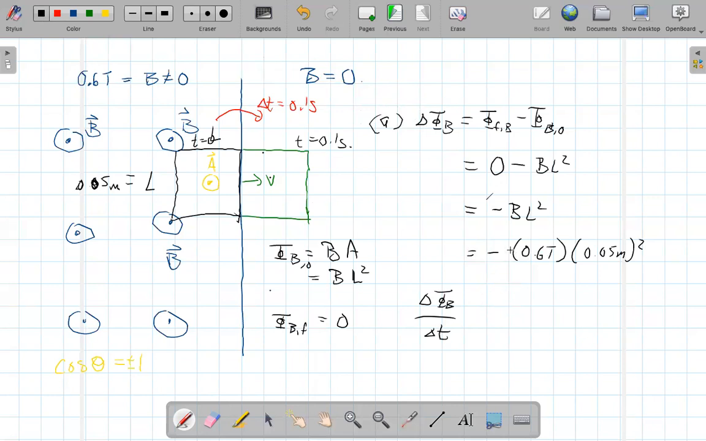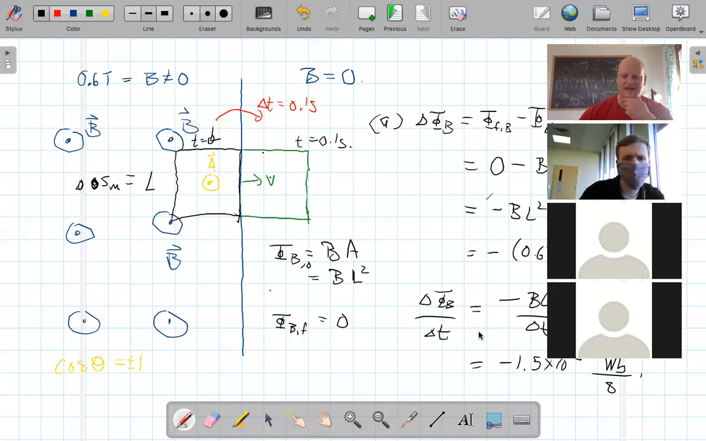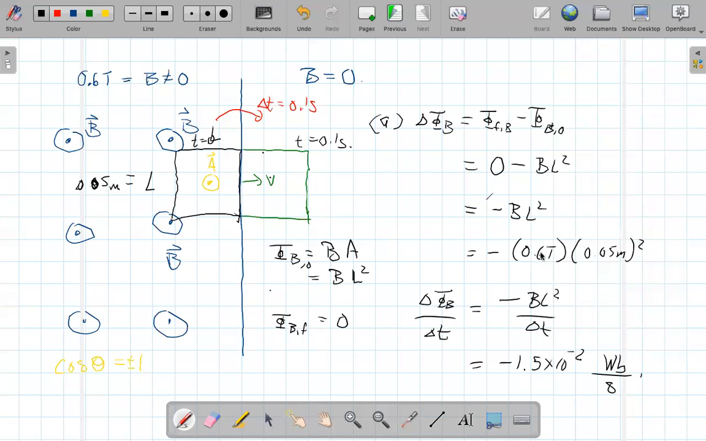Well, the rate of change in magnetic flux is simply equal to this guy divided by the change in time. So that's going to be equal to minus B times L squared divided by delta T. So this turns out to be minus 1.5 times 10 to the minus 2, and flux, as we talked about before, has units of Webers per second. So this is my rate of change of the magnetic flux. So this is, again, 0.6 times 0.05 squared divided by delta T, where delta T is 0.1 seconds. So that works out to be negative 1.5 times 10 to the minus 2.